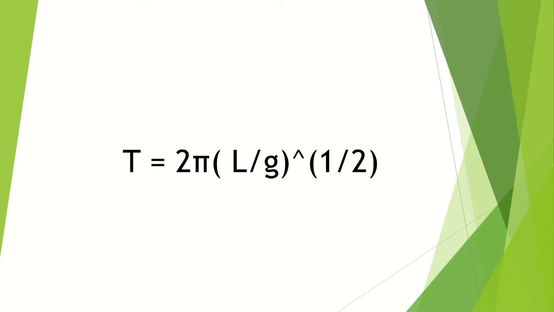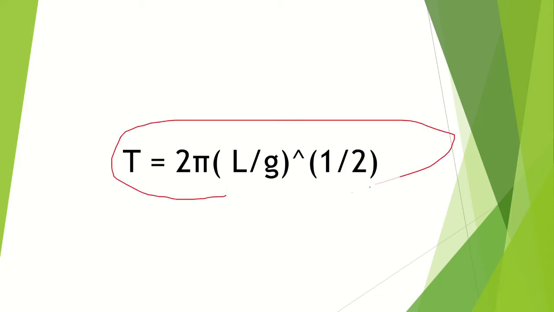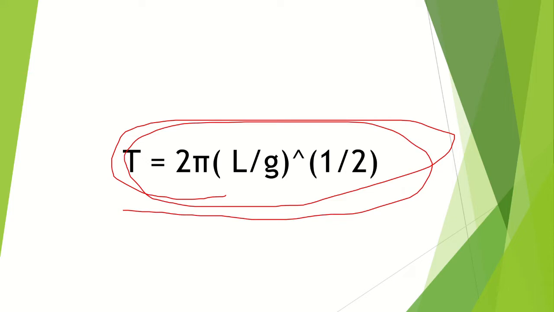To talk about the motion of a swing, we can first look at the basic formula. This, in which T stands for the period of a motion cycle, L means the length of the line, and G means the constant of gravity.